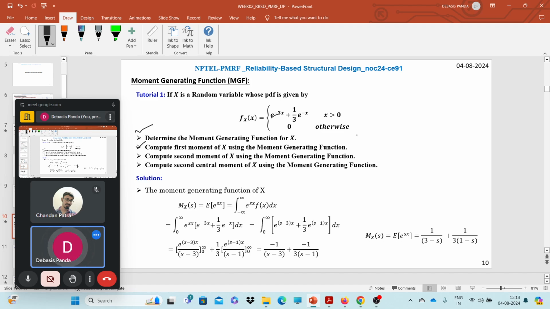Okay, these are the moments about origin. Now the question asks to compute the second central moment. That means you need to find the variance of X, which is nothing but sigma squared. So let's solve this problem part by part.